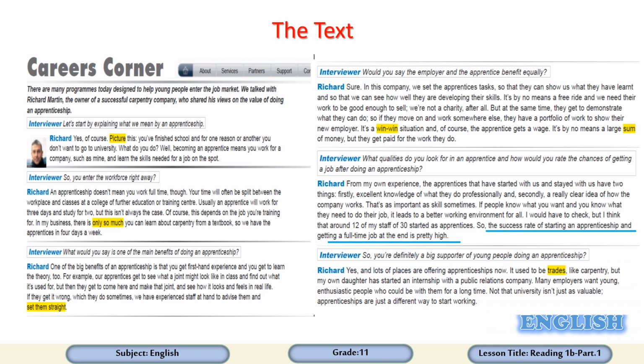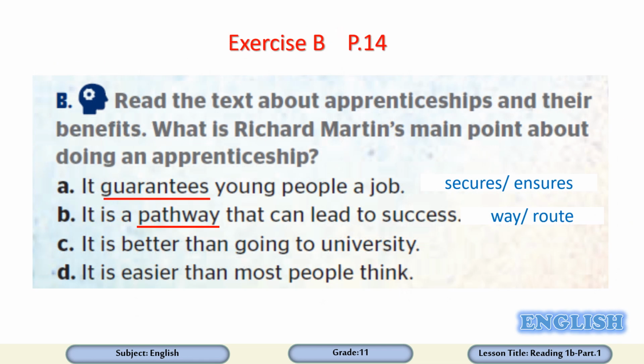Look at this sentence. The success rate of starting an apprenticeship and getting a full-time job at the end is pretty high. So here, the chance of getting a job at the end of apprenticeship is high, but is not guaranteed. And therefore, option A cannot be a possible answer to the question.